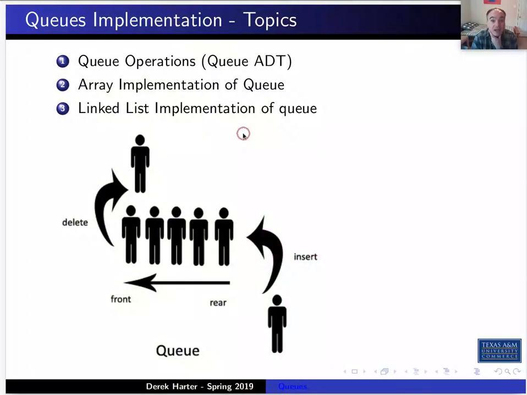Like we did before, I'll say a few words about the queue abstract data type, and then we'll look a little bit at the implementation of a queue using an array-based implementation, where you allocate some memory for your queue items, or using a linked list implementation, where you allocate the memory dynamically. All right.